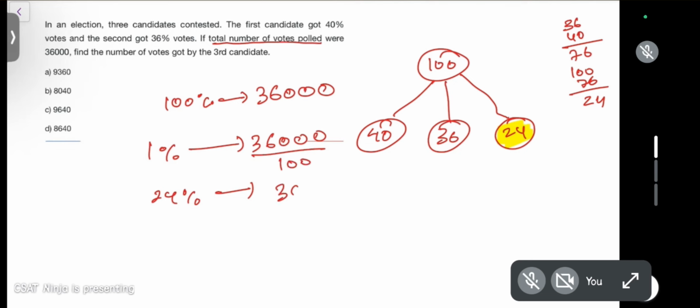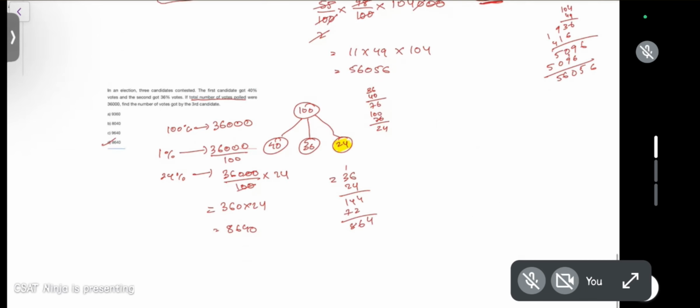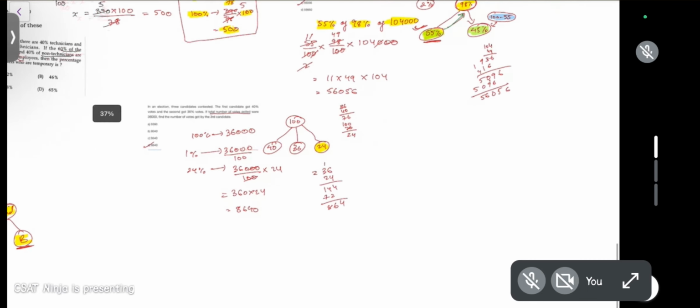So 36,123 divided by 100 into 24. The 0s get cancelled. That means 360 into 24 is how much? 36 into 24 gives 864, so 8,640 is our answer. Those are the types of questions you will come across in election-based problems. I feel like it's easier now.